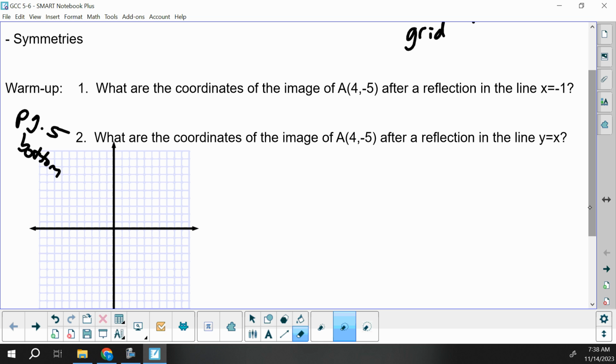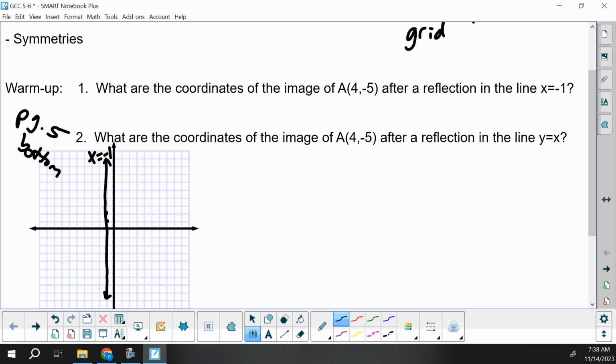So for the first one, x equals -1. If you're unsure of what the line x equals -1 looks like, pick a couple points that have x values of -1, like (-1, 0), (-1, 1), (-1, 2). And that will give you your line of x equals -1 after you plot a couple of those.